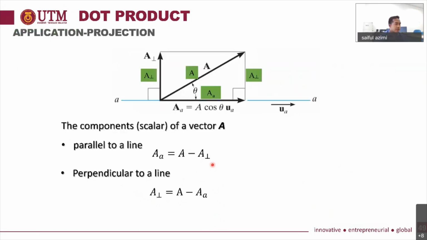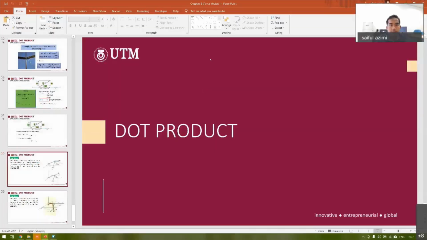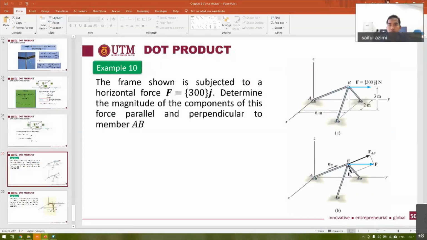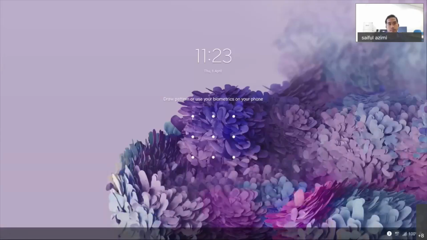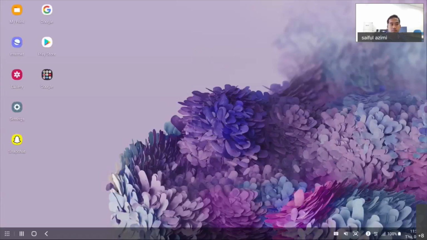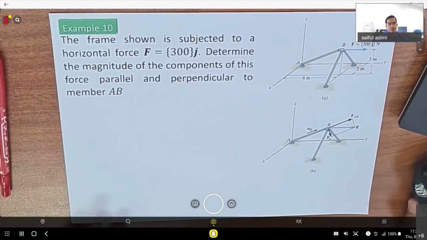Right. So now let's take a look at the example, okay? So as usual, I will... right. So can you see my example?